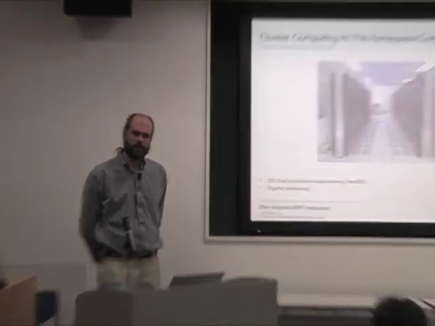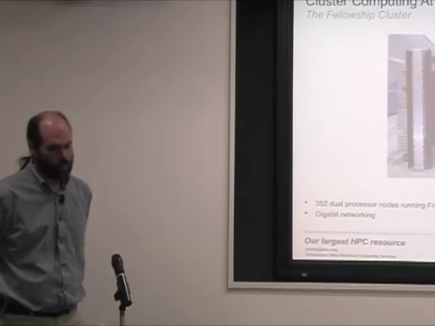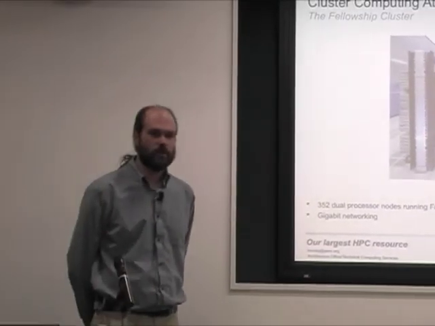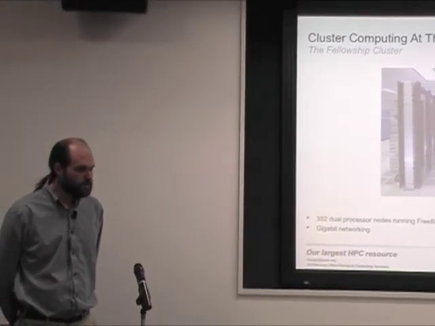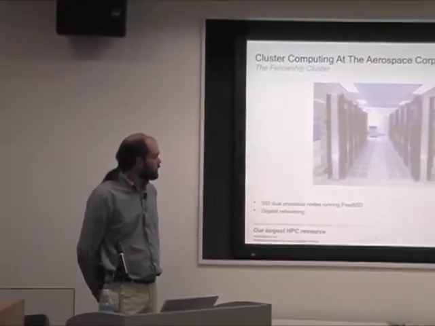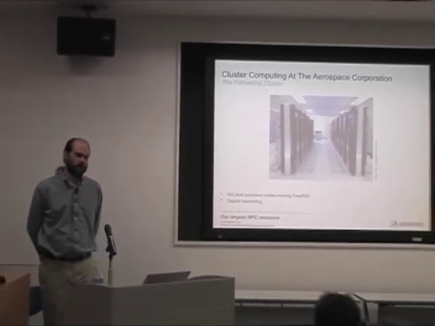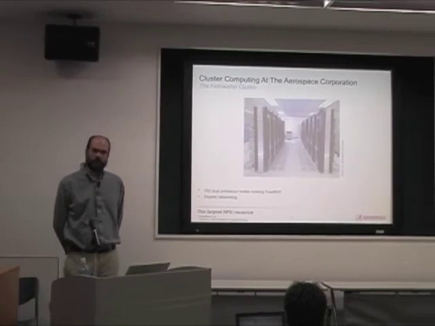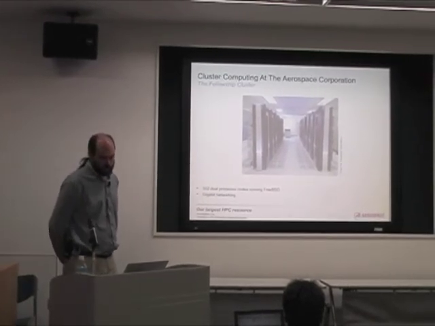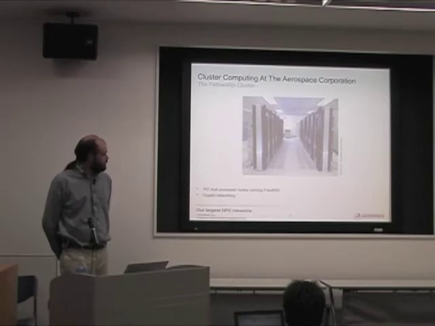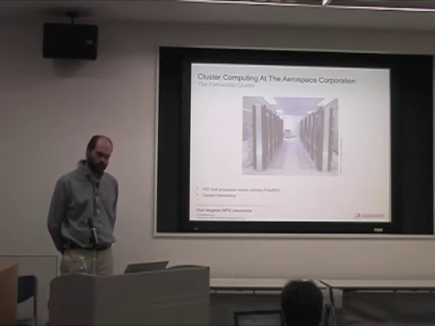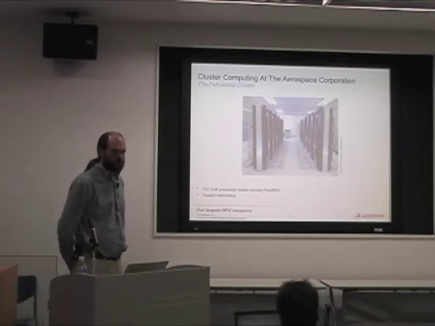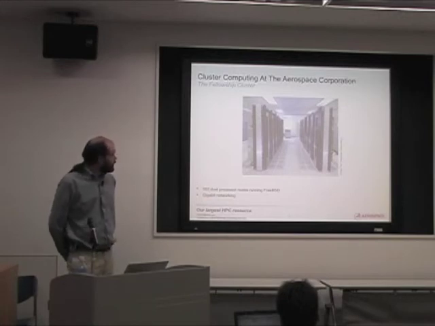At my employer, the Aerospace Corporation, one of the things that I work on is providing high-performance computing resources to our engineers. And one of the first big resources we built was the Fellowship Computing Cluster, which is a FreeBSD-based cluster. It's got 352 nodes. They're all dual processor or dual socket 1U machines, and about 1,400 cores at this point.